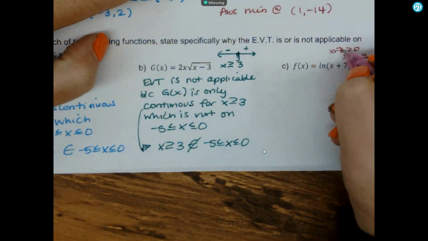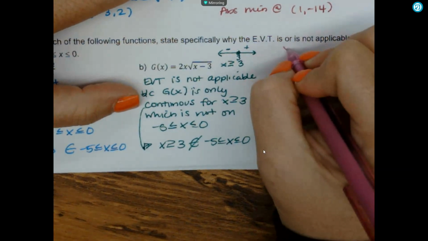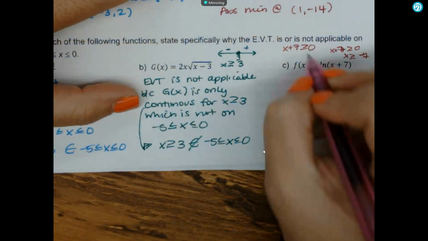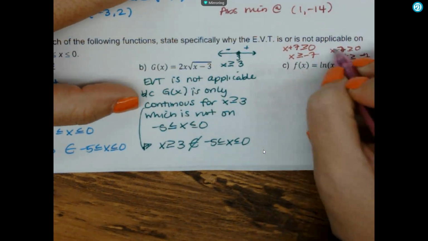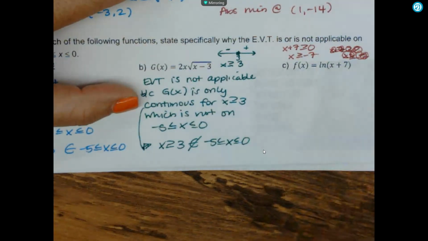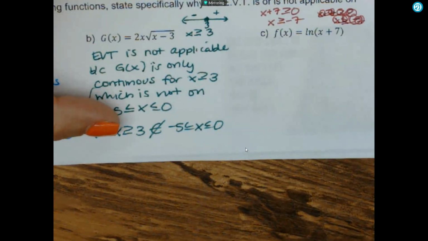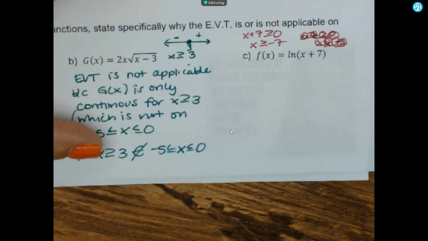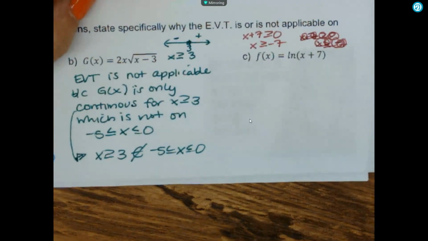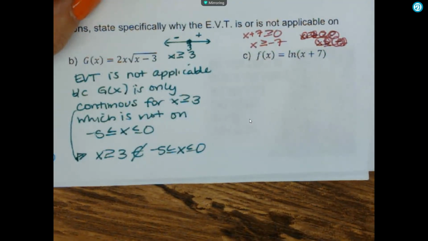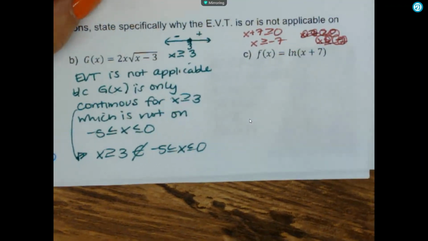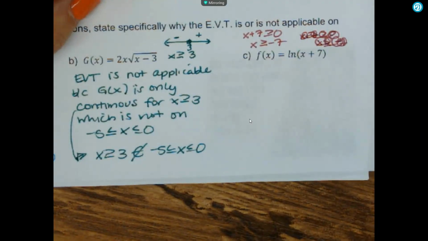X plus 7 has to be greater than or equal to 0, so x has to be greater than or equal to -7. I'll write it clearer over there. I see Caden back there squinting to see my writing. Okay, well, the numbers that are greater than or equal to -7, are those included in our closed interval? Yeah, -5 to 0, that's greater than -7, it's already between -5 and 0.